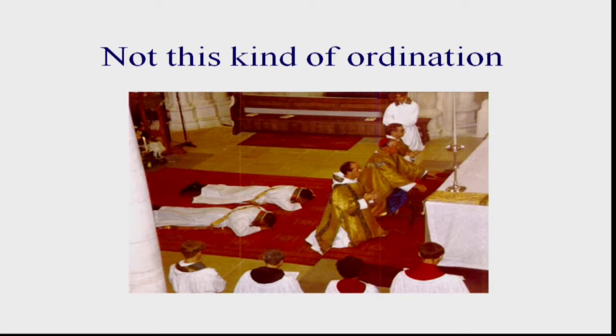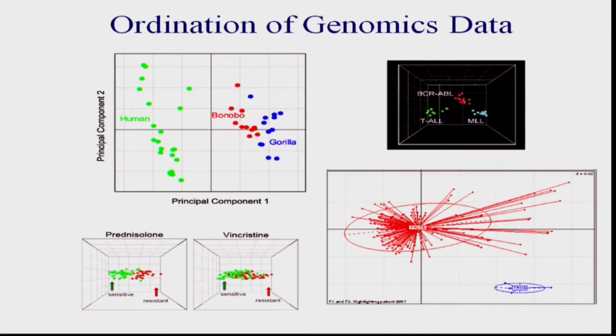This is not what we're talking about. In the genomics literature, this is the kind of picture you tend to see, where you see this plot of one axis versus the other. In general, you tend to put the more variant axis, so the axis that represents a bigger trend in the data, on the horizontal, and then the next variant trend on the vertical axis. And you're simply looking at an X by Y plot.